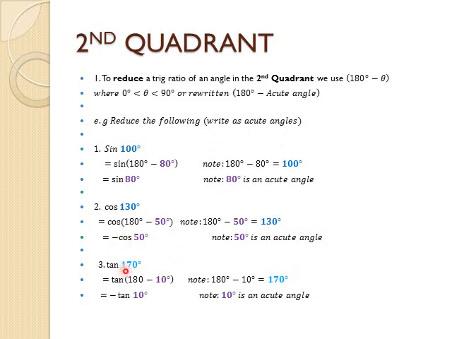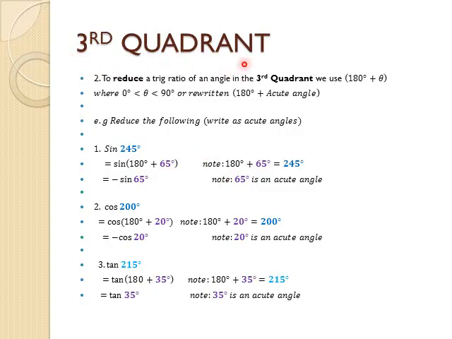Tan 170 is bigger than 90 and less than 180, so to solve that, it is 180 minus 10 degrees. 180 minus 10 is 170, therefore this becomes negative tan 10 degrees. And 10 degrees is an acute angle, an angle less than 90.